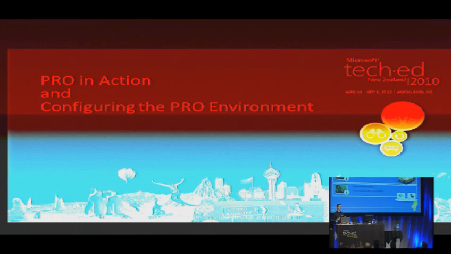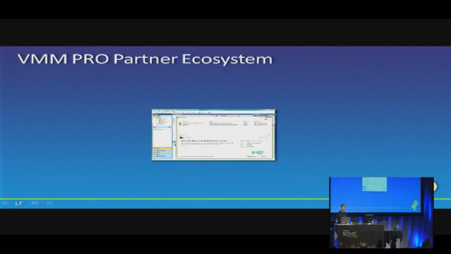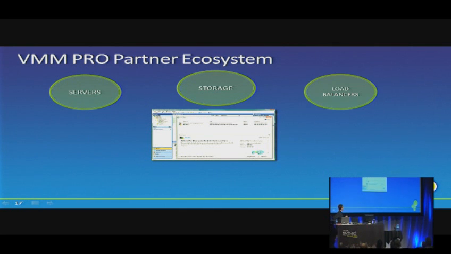So the out-of-box solutions from Microsoft are the host performance, guest performance, host performance for both Microsoft Hyper-V systems and ESX environments, guest VM right sizing, as well as the extensible framework that you or a partner can create their management packs. We have a big partner ecosystem. We talked about servers, I already talked about storage, I gave you an example of load balancers.